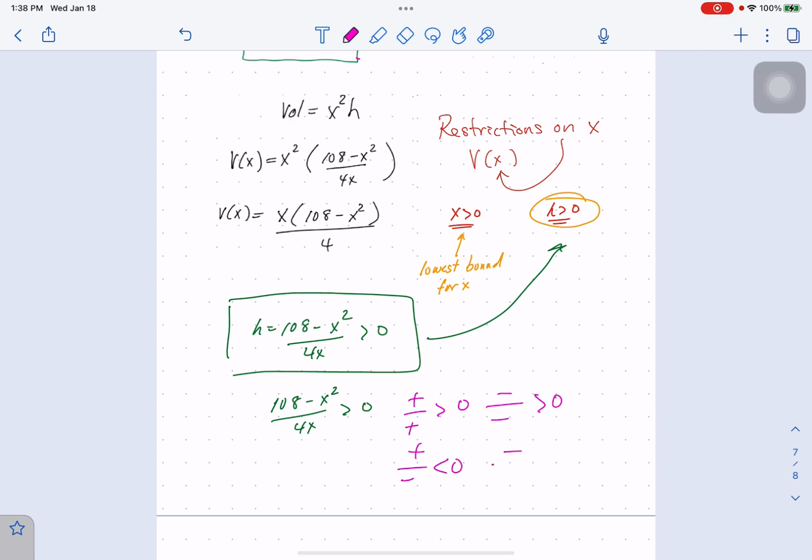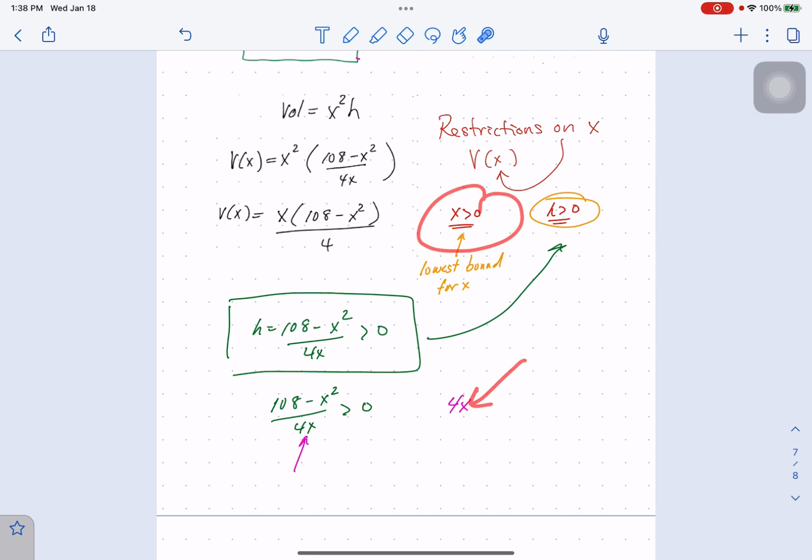And I'm going to get a negative over a positive, in which case I'm less than 0. So these are the possibilities that are going to happen. It's really only the sign that I'm interested in at the moment. So if I get rid of this, because I want that space to work, and if we examine the bottom, 4x, well, we know that x must be greater than 0. That's the lowest bound. So I can't be putting in a negative in here.